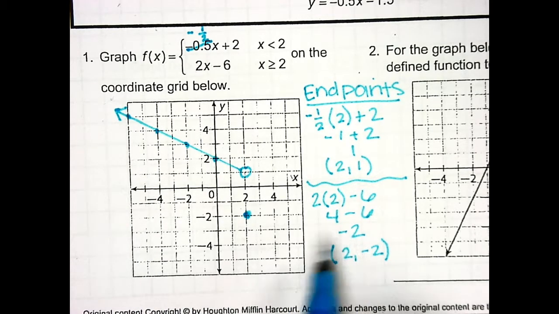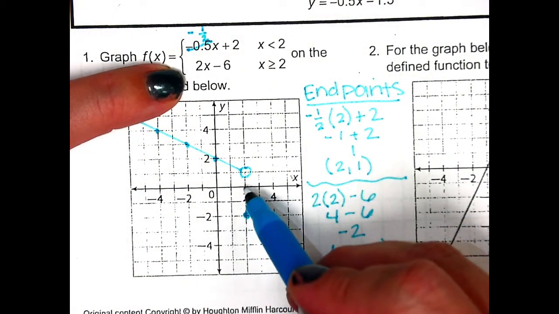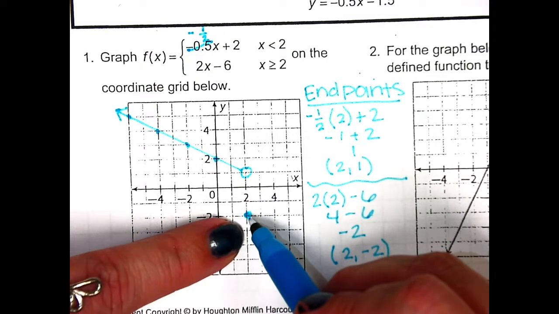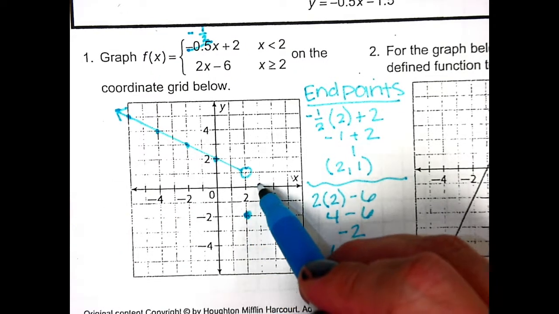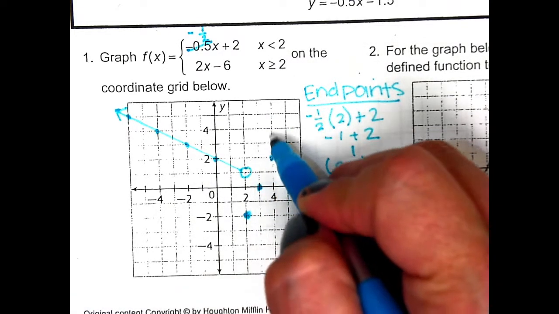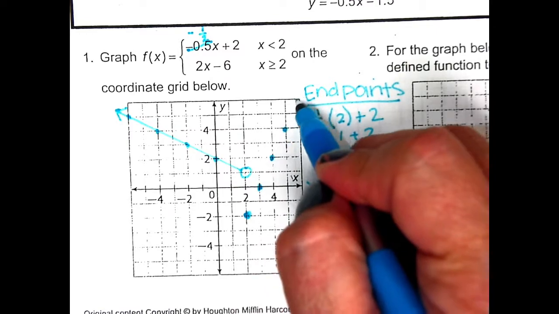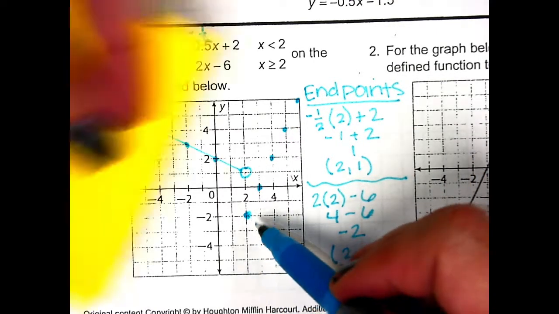The slope on this one is 2. It's positive, so I do want to go up, because I have to go up 2, right 1. I don't want to go down because I cannot go past this endpoint.